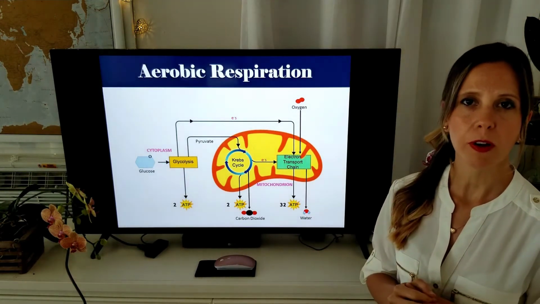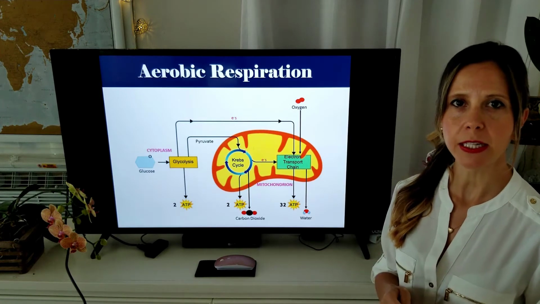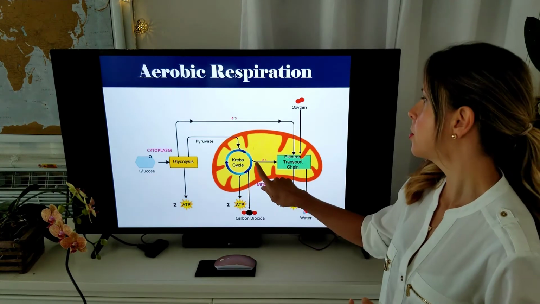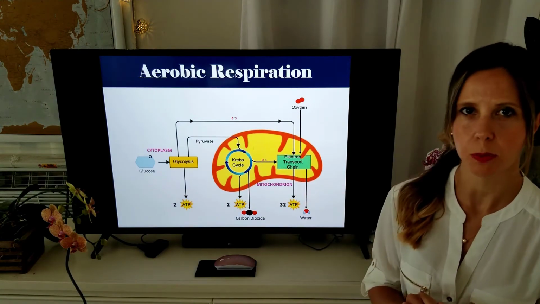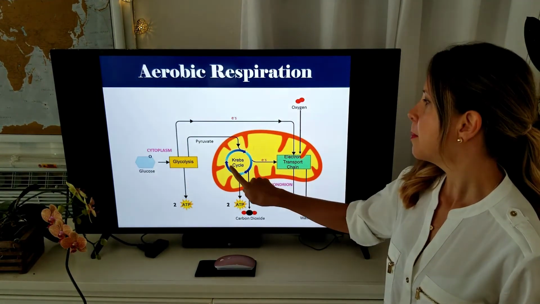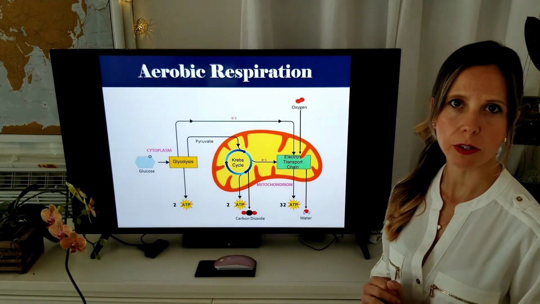Those electrons will move on to electron carriers, once again NAD plus and FAD, which will carry those electrons to the final stage of aerobic respiration, the electron transport chain. During the Krebs cycle, once again, we produce 2 ATP per original glucose molecule.